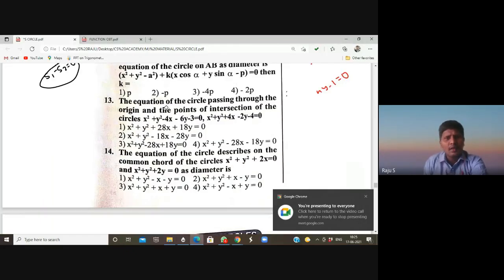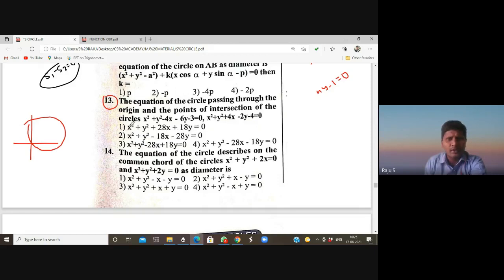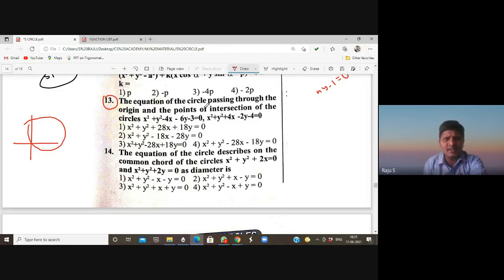Anyhow, the 13th question. All questions are easy. First, try to understand the question. I told you, just based on those 5 concepts alone. The equation of a circle passing through the origin. They have clearly given the equation of a circle passing through the origin, which means we don't get any constant. See here in the options also, there is no constant because they have clearly given it is passing through the origin.